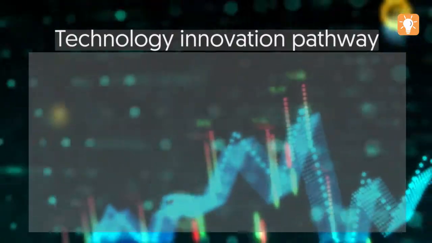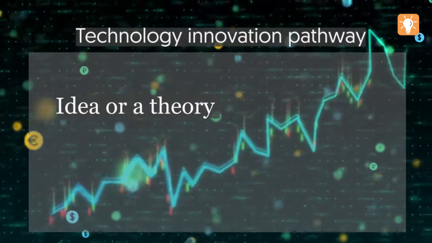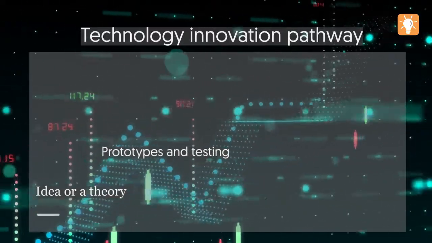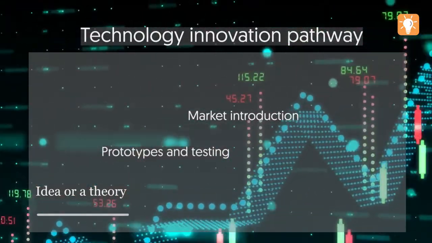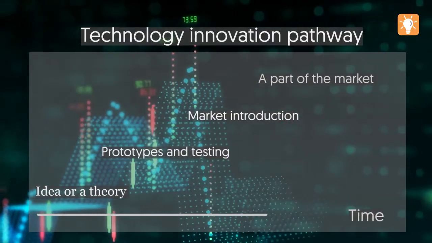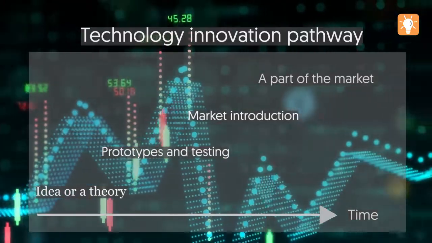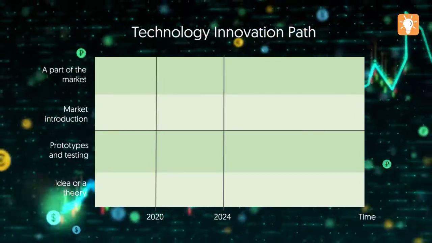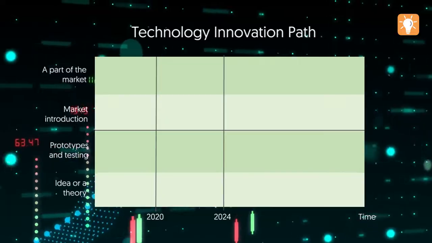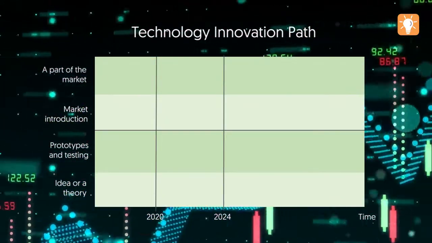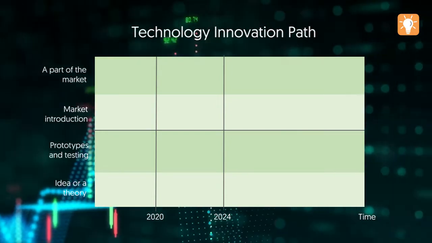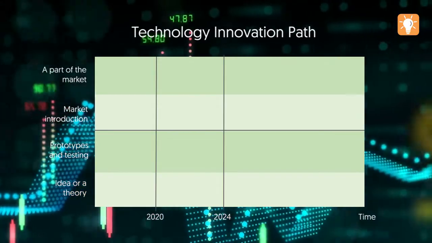If we look at the technology innovation pathway, it begins with an idea or a theory, and a prototype is created and tested. Then the product proceeds through market introduction and hopefully becomes part of the market. The process takes time, is risky, and requires a lot of capital. It is common for technological innovations to overshoot their expectations of radical economic changes and how long they take to reach the market. Let's look at how technology innovations have progressed between 2020 and 2024.